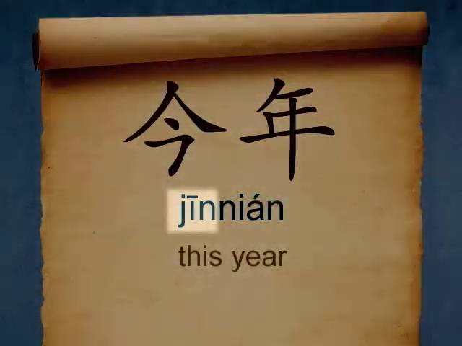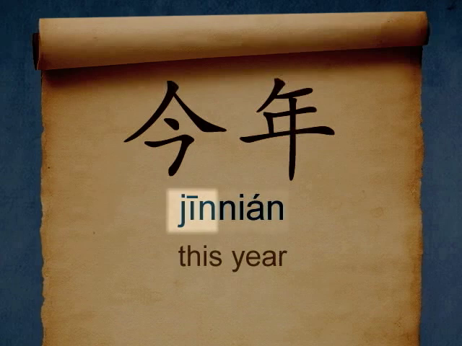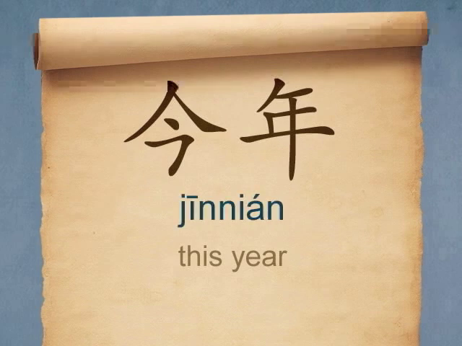When expressing two of something, like year of age, number of people, or number of books, the word 两 is used. Let's learn to say 今年. 今 has the first tone, and 年 has the second tone. Listen, 今年. Now, repeat after me. 今年今年今年.